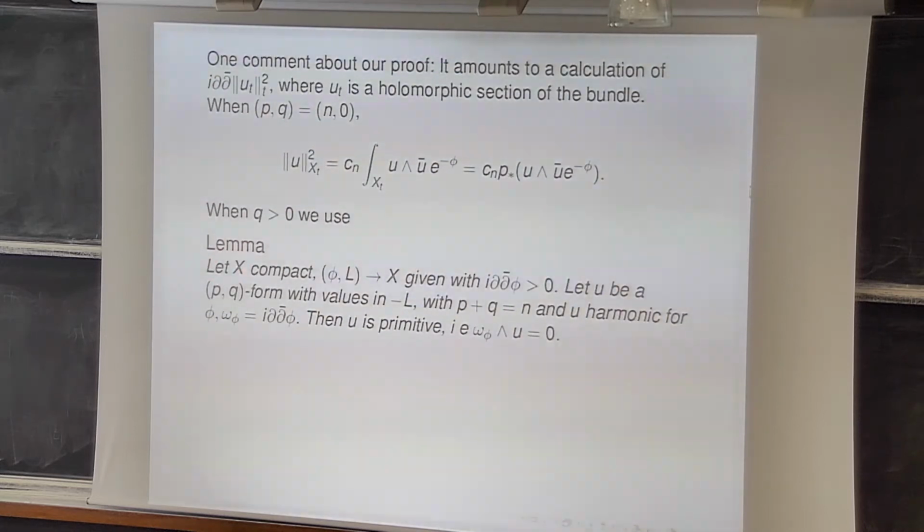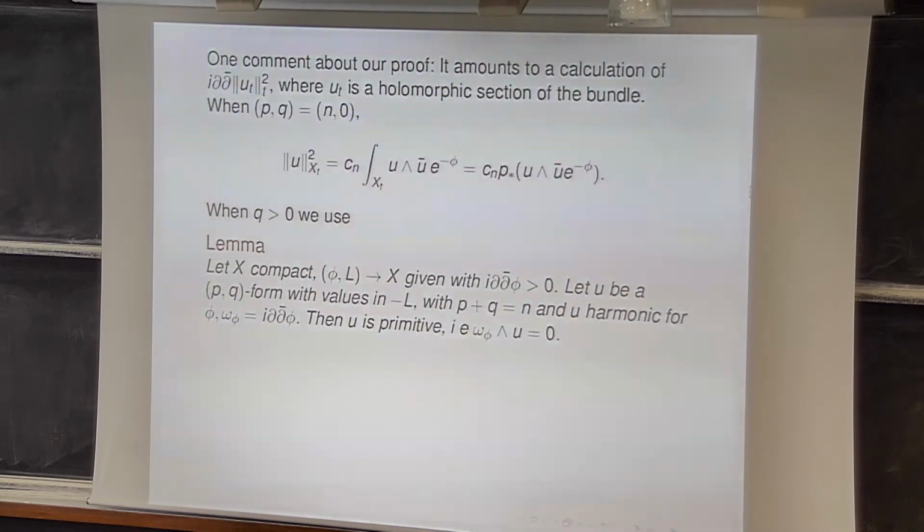So if you take a compact manifold, one single compact manifold, which will be one of the fibers, and it has a line bundle with strictly positive curvature, and you let U be a (p,q) form with values in minus L, and you say that it's harmonic for the metric induced by phi, then the conclusion is that U is primitive. So it means, since it's an (n,q) form, primitivity means that omega phi wedge U is equal to 0. That's the sort of primitivity that appears in Lefschetz decompositions and such things.